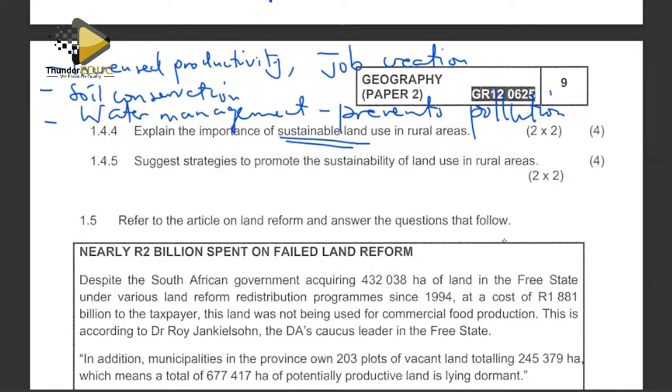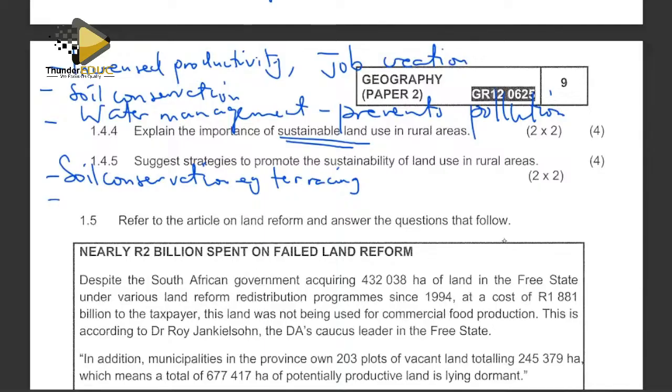Right, checking on the next question: suggest strategies to promote the sustainability of land use in rural areas. What strategies can we put in place to enhance sustainability of land use? You can look at things like soil conservation measures, for example, terracing. We are reducing the rate of soil erosion through terracing, and that is going to conserve the soil.